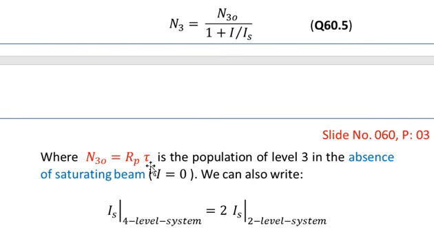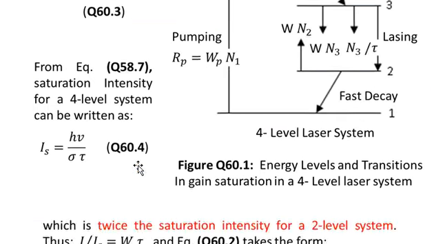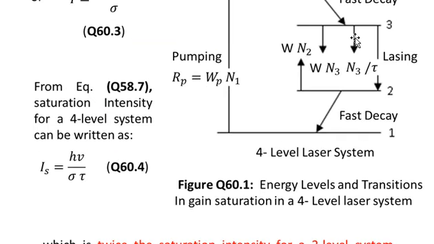But you see that a different tau, which may be represented as tau p, can be chosen over here. But this tau p must be such that the population of n3 is always available for the lasing process.